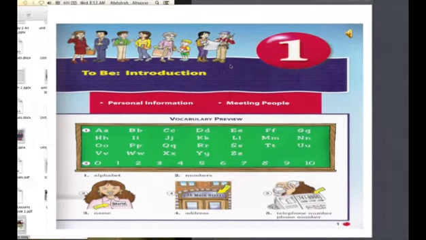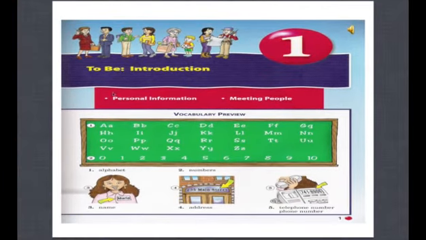If you open your books on page 1, you will find this page. In Unit 1, we will take the verb to be: am, is, are. We will learn how to use them in a sentence, how to make a sentence properly using the verb to be, and how responses to questions are built using the verb to be.